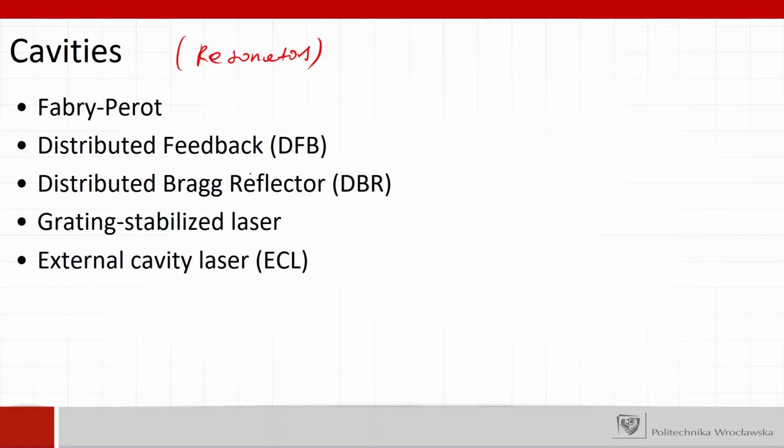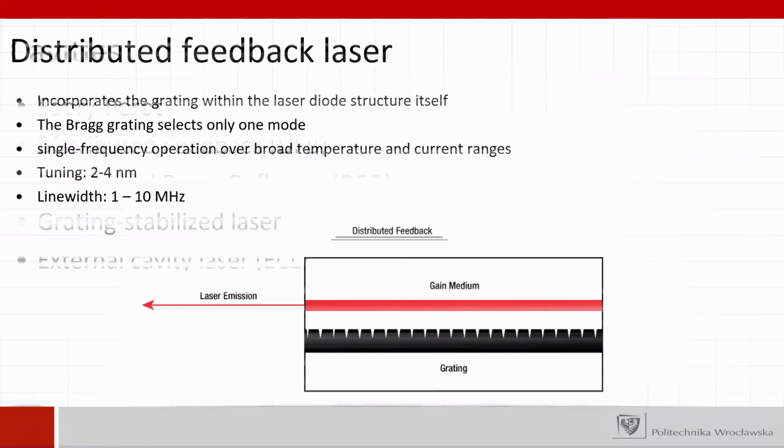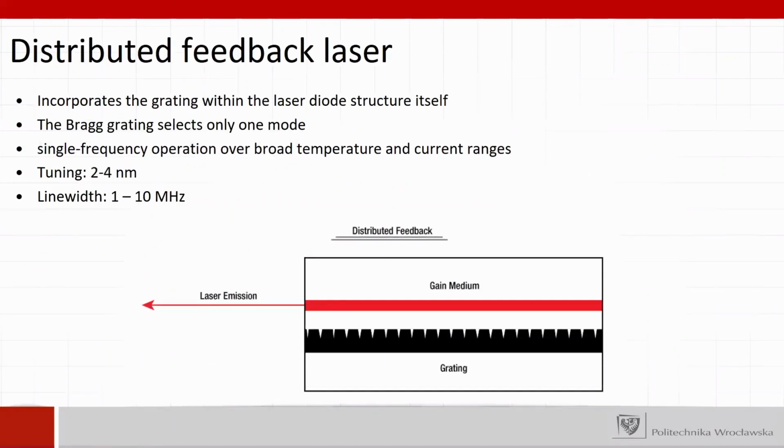We distinguish so-called distributed feedback, DFB laser, distributed Bragg reflector, DBR laser, a grating stabilized laser, and ECLs, which stand for external cavity lasers. I will briefly describe all these types of resonators. They are, of course, Fabry-Perot resonators, but with some kind of modifications.